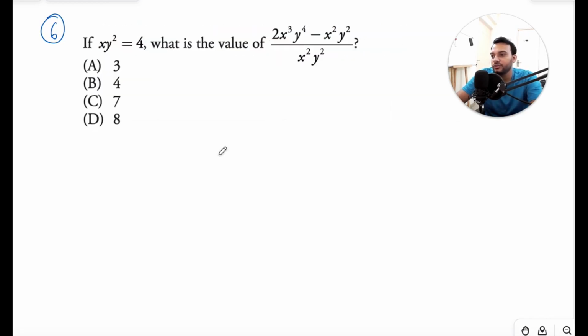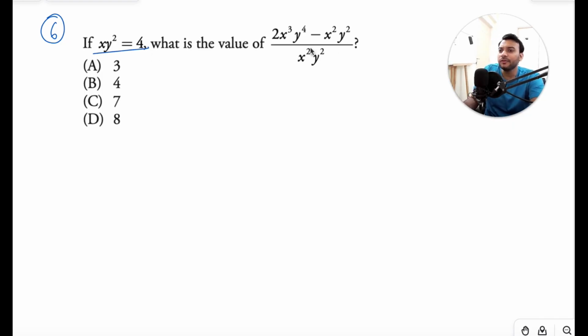Question number 6. If xy squared is equal to 4, what is the value of (2x cubed y to the power 4 minus x squared y squared) over x squared y squared? Okay, so we need to place the values as given here. xy squared is equal to 4.